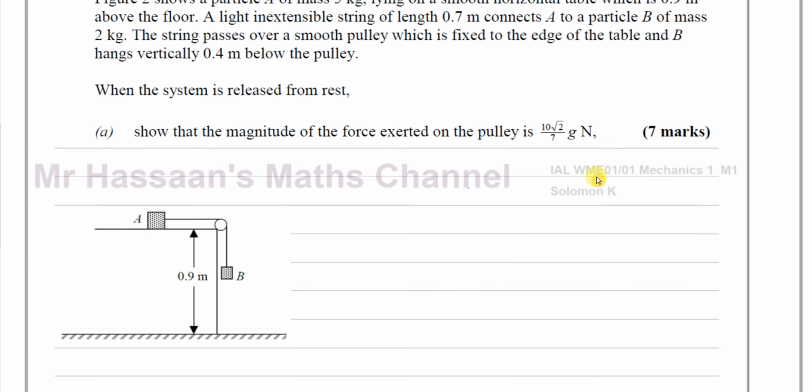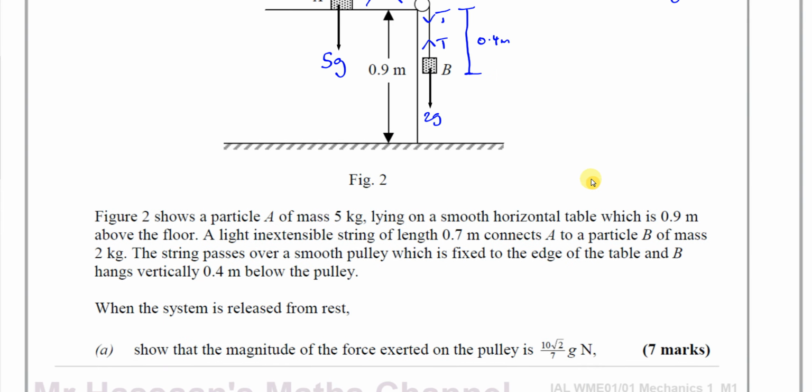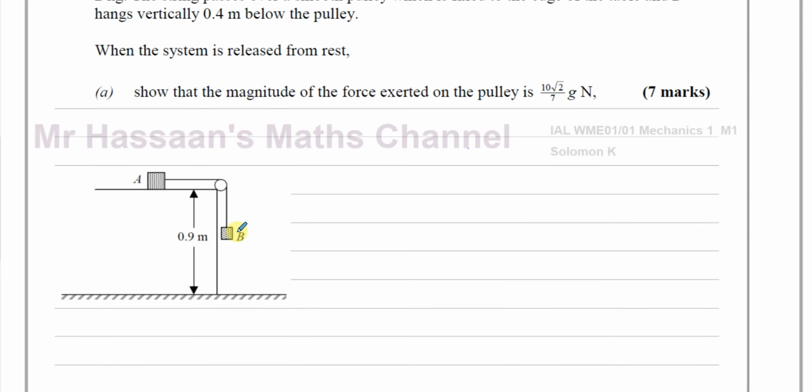So what we're going to do here is use the equations of motion. As I said, for A, we have its weight, which is 5g, and the tension acting in this direction. For B, we have its weight, which is 2g, and the tension acting in that direction. This whole system is going to accelerate B towards the floor and A horizontally towards the pulley. Those two accelerations will have the same magnitude because they're connected with an inextensible string.